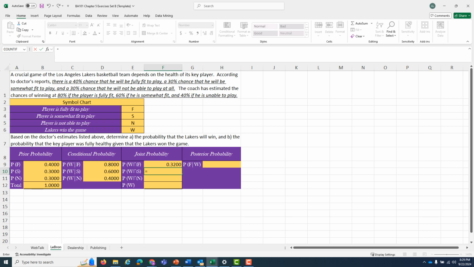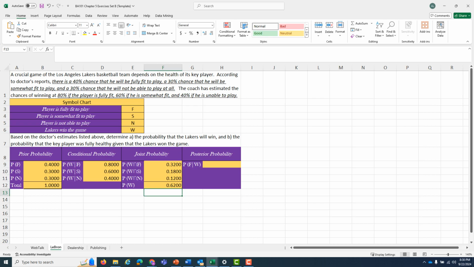Well, that would be the 30% of the time he's going to play somewhat fit times our 60% chance of winning in that event. Comes out to 0.18, and we'll do the same thing down here. If the player does not play, which is going to be 30% of the time, our chance only comes down to 40% of winning, which means overall the probability that we win this game, even if this person does not play, is 12%. So what's our probability of winning? Just like before, we add up the sum of all these numbers, and that's going to come up to be 62. We have a 62% chance of winning this game.